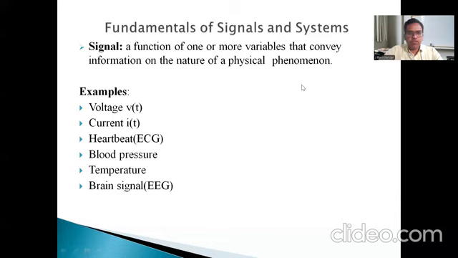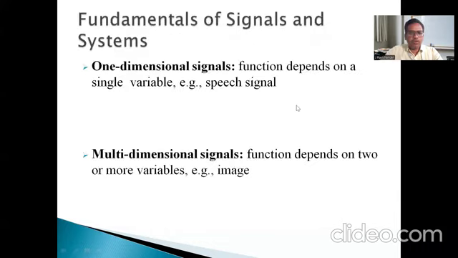Now, coming to one-dimensional and multi-dimensional signals. Based on the number of independent variables, we can classify signals into one-dimensional signals, simply called 1D signals, and multi-dimensional signals. That means more than one independent variable. That means two-dimensional, that is 2D signals, and three-dimensional, 3D signals.